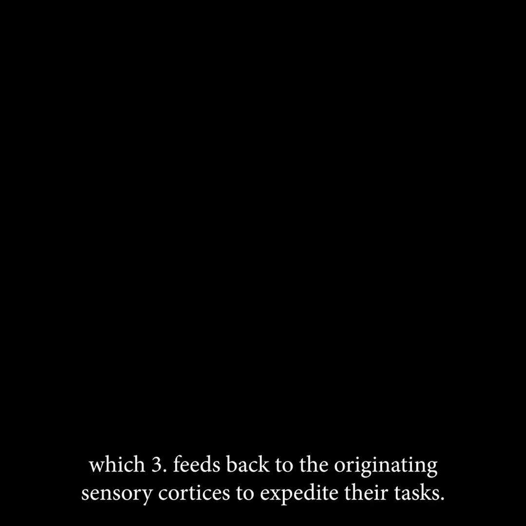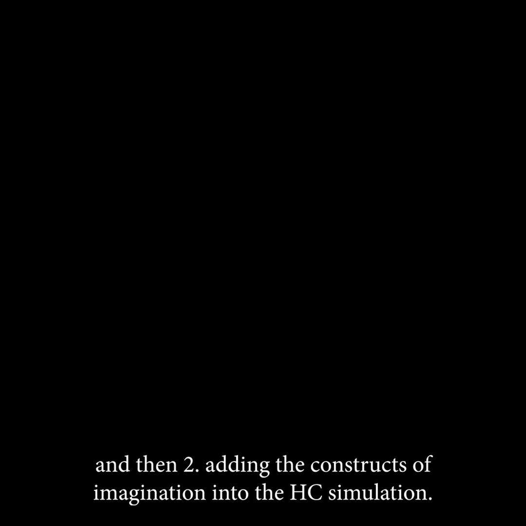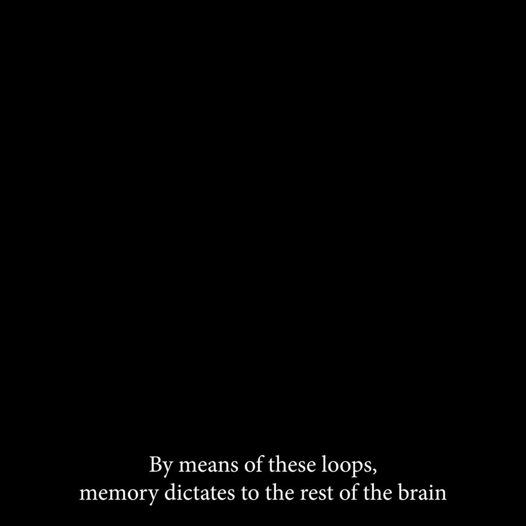By feeding back to itself its own pared-down representation of what just happened, the EN has a constant loop of 1. sense reports eliciting concepts and sensory data, which 2. feed the formation of a new memory, which 3. feeds back to the originating sensory cortices to expedite their tasks. The DMN has its own loop with the HC, 1. receiving the episodic memory engram for scene analysis, and then 2. adding the constructs of imagination into the HC simulation. By means of these loops, memory dictates to the rest of the brain a somewhat inaccurate but coherent-seeming and generally adaptive story of self and reality.